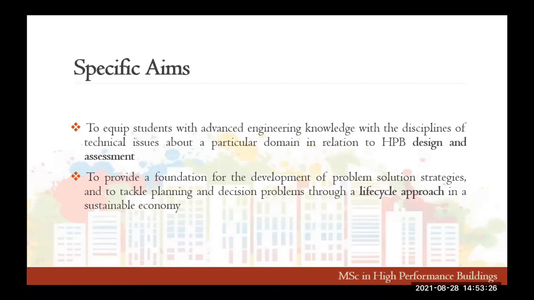So what we try to do is equip students with some advanced engineering knowledge to achieve the HPB design. This is important. In the beginning, we talked about efficiency and performance. We try to give some knowledge in the system to help push the energy performance of the systems, and also to provide a foundation for the development of problem solutions. So some of the courses will give you projects to work on.